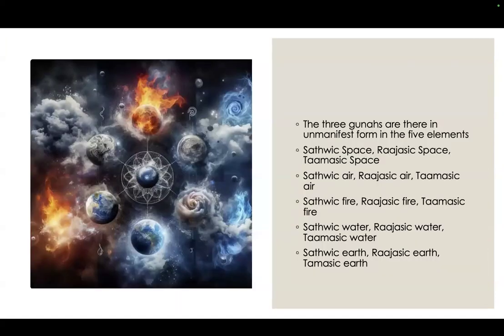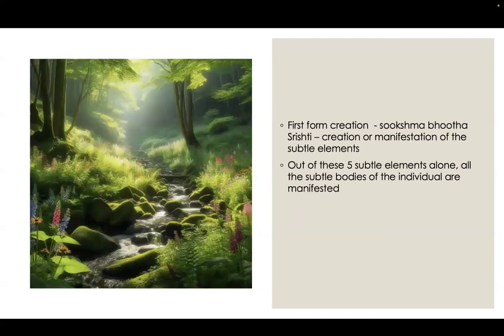And now these 3 gunas should be present in these 5 elements of nature. That is Sattvic space, Rajasic space, and Tamasic space. And again, Sattvic air, Rajasic air, and Tamasic air. Again, Sattvic fire, Rajasic fire, Tamasic fire, Sattvic water, Rajasic water, and Tamasic water. And Sattvic earth, Rajasic earth, and Tamasic earth. So all these are there. Now, from the creation, the Sthula Bhutas and Sukshma Bhutas have originated.